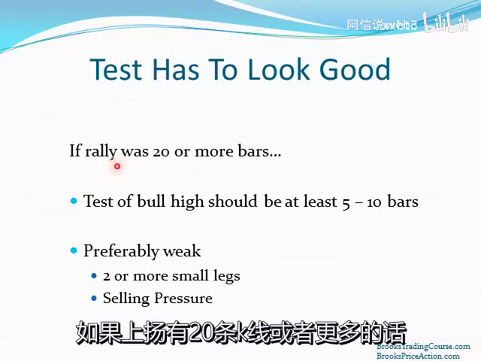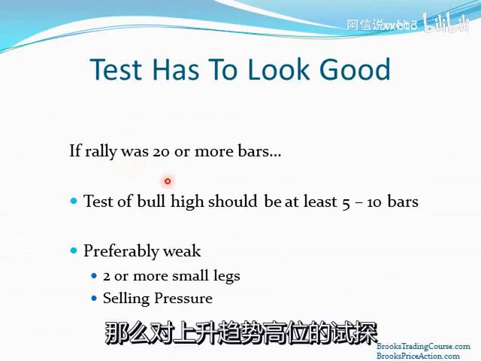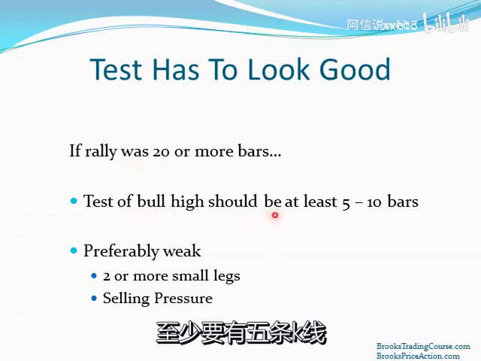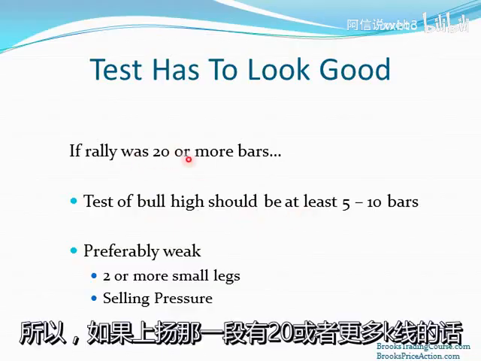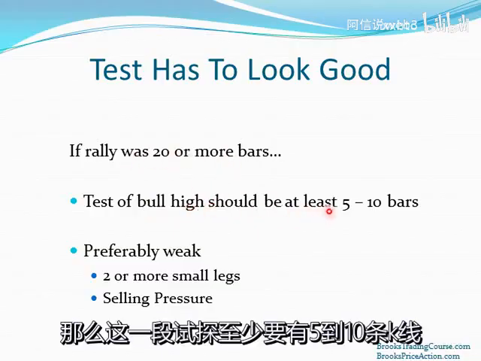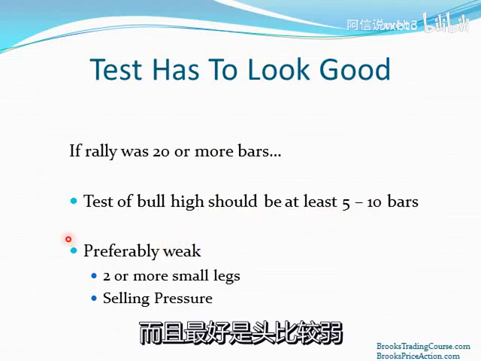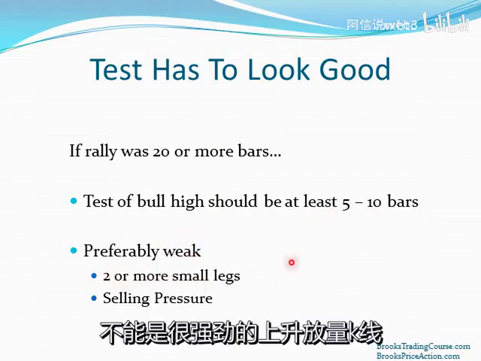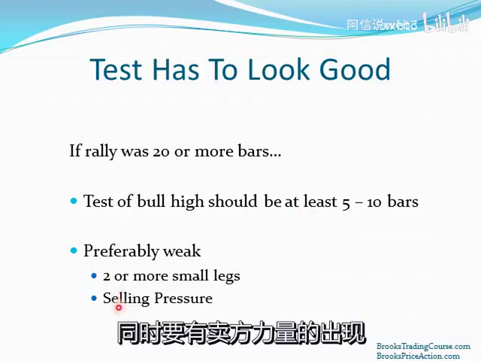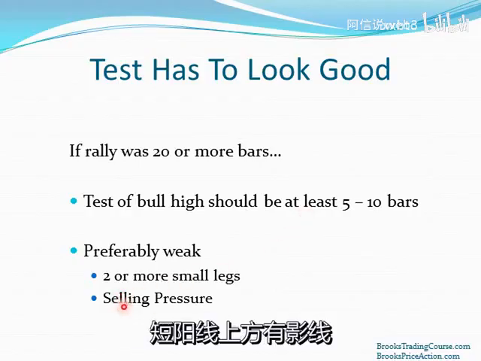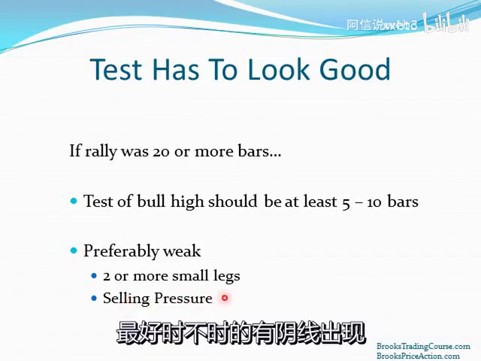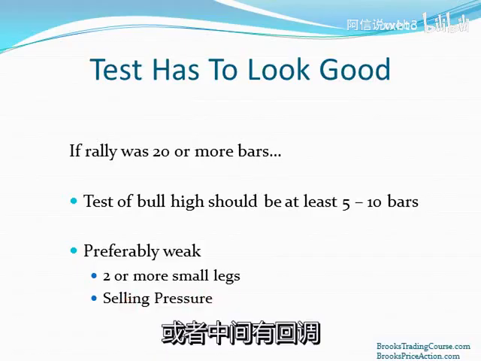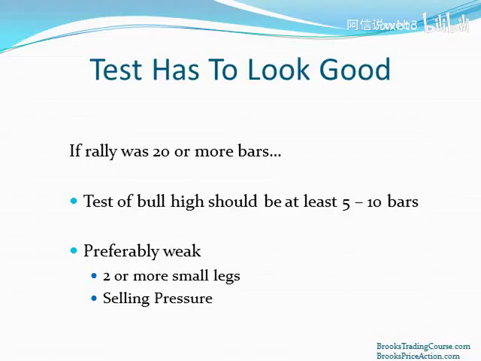If the rally was 20 bars or more, the test of the bull high should be at least 5 to 10 bars. So if the bull trend was 20 bars or more, you want the test to be at least 5 or 10 bars. And you prefer it to be weak. You'd like it to be in two or more legs and not a strong bull spike. And you want to see some selling pressure. Small bull bodies, tails on the top, maybe an occasional bear bar, and maybe a pullback or two along the way.